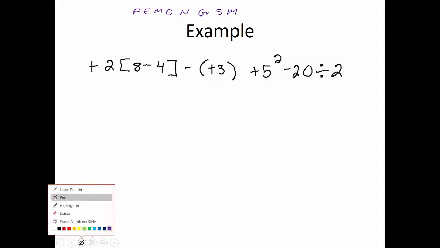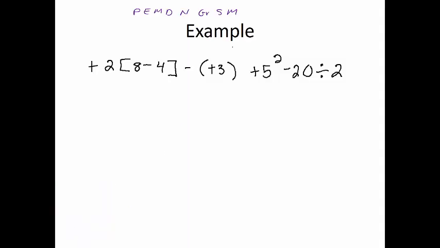Alright, so here we are looking for parentheses or any kind of enclosures. Right here we have one. 8 take away 4 is 4. So we have 2 times 4 minus positive 3. And it's best to just be very careful, and what I'm going to do here is every time after we do a step, I'm going to rewrite the rest of the problem, and we'll just keep working our way back that way.